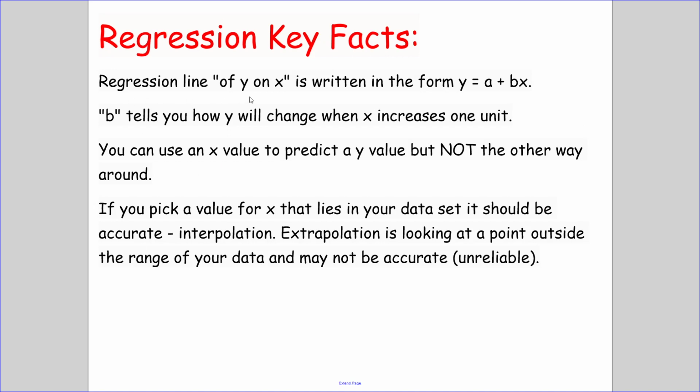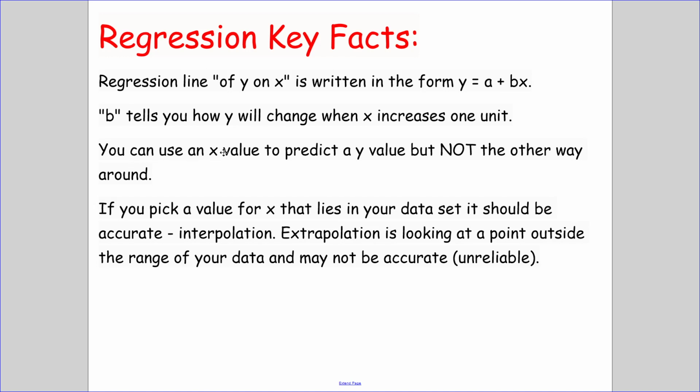A regression line of y on x is of the form y equals, this is mx plus c, but we write the constant at the start. So this is basically y equals c plus mx. We'd normally write it the other way around, but this is the traditional way of writing regression lines. So b is the gradient, and it tells us how y will change if you increase x by 1 unit. Because that's what the gradient is. If the gradient is 2, you go along 1, you go up 2.